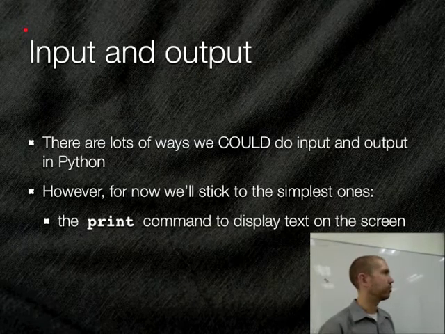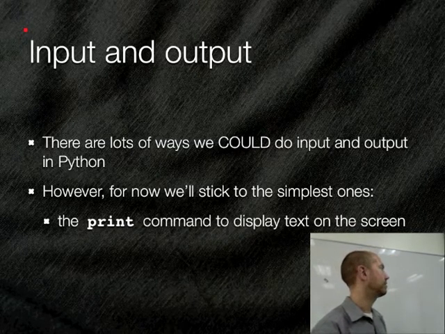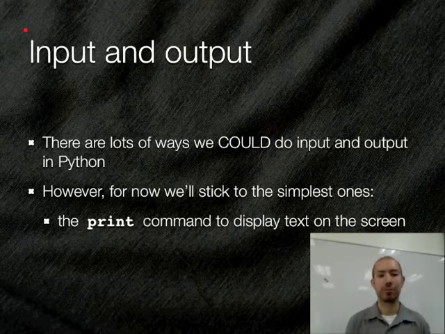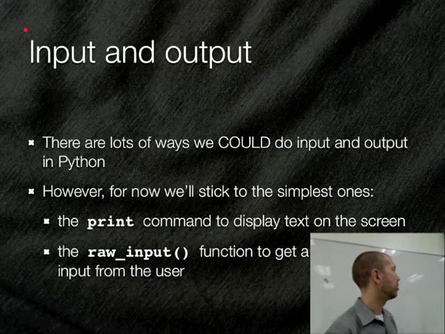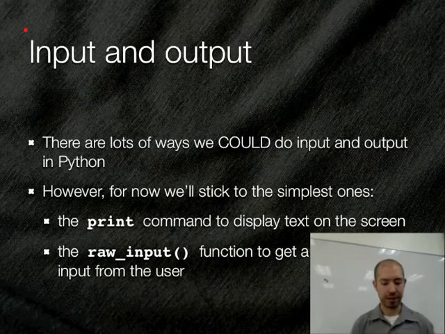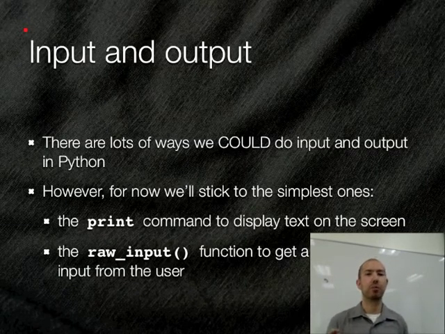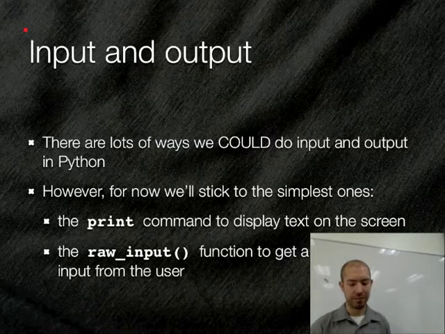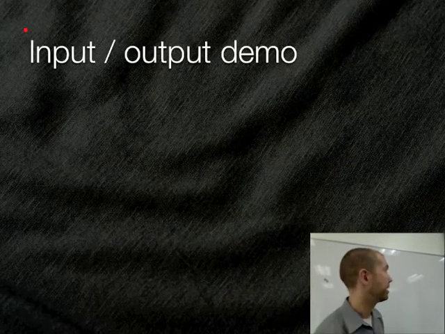So for today, just for illustrating the concepts, we're going to use the print command to display text on the screen. You've already seen a little bit of the print command, but we'll see a little more now. And we're going to be using something called raw input to get a line of text input from the user, okay? So again, there are lots of other input and output functions in the Python language, but we're only using these two to keep things simple for today. Okay, so you guys ready to try those out?